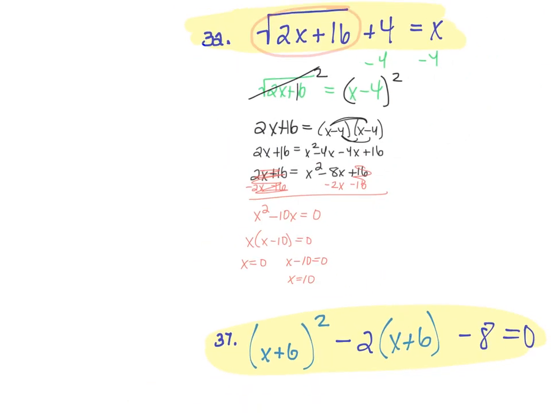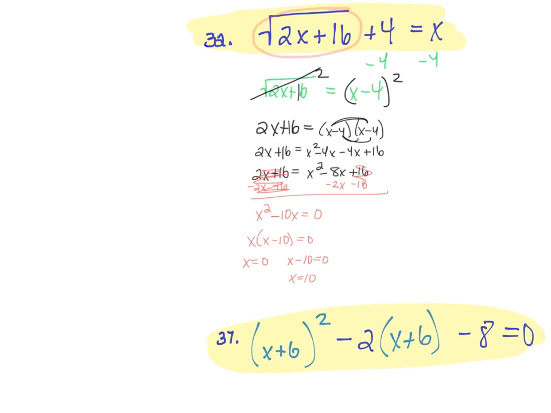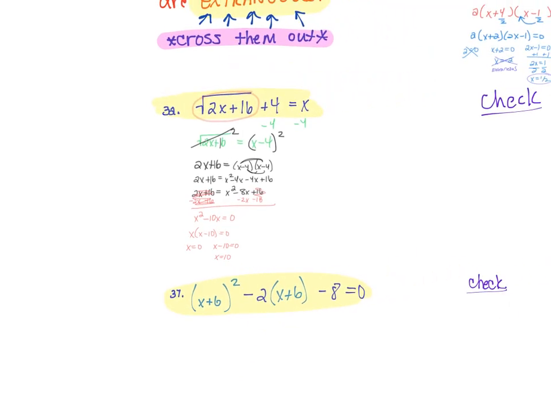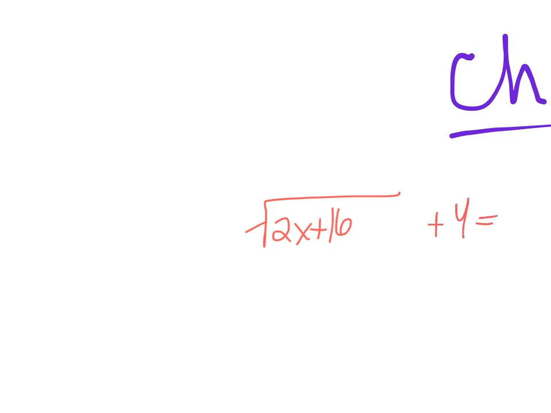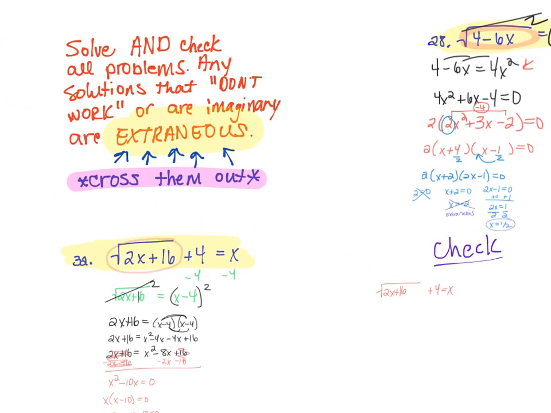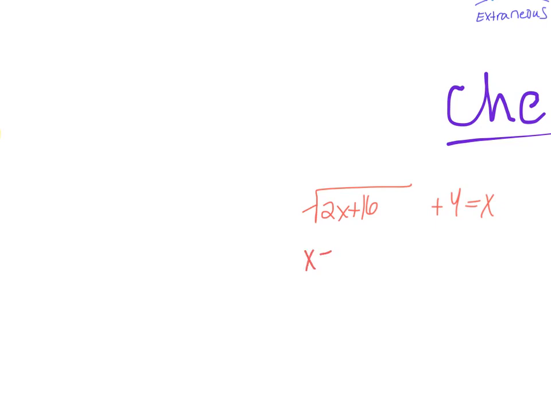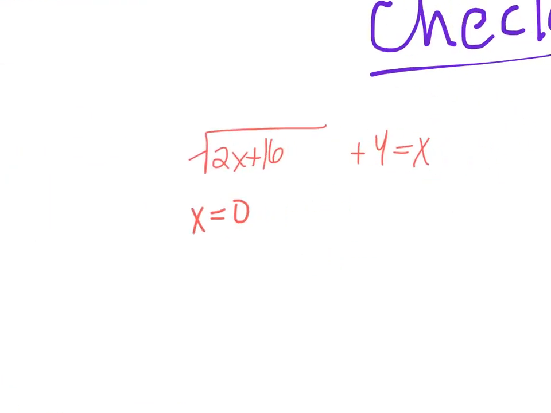So, thank goodness Alexis caught that I wrote the problem incorrectly, because then we would have done all that work for nothing. So make sure when you go to do your check that you write everything correctly. So it's the square root of 2x plus 16, right? And then plus 4 on the outside equals x. Is that correct? All right, so we're going to try x equals 0. And what was the other number we found? 10.